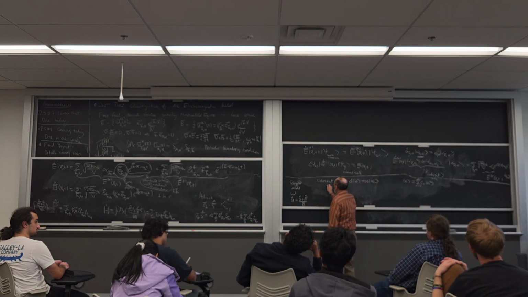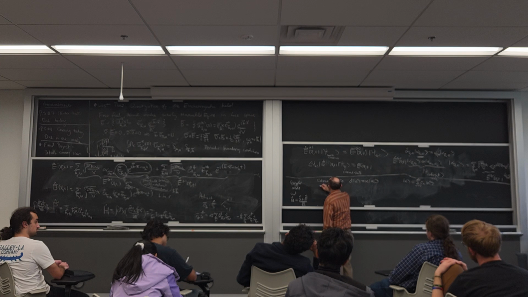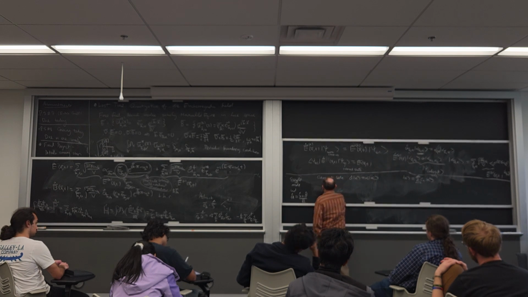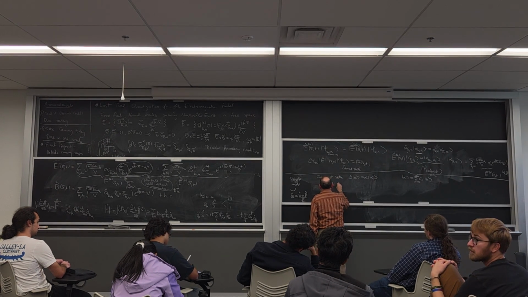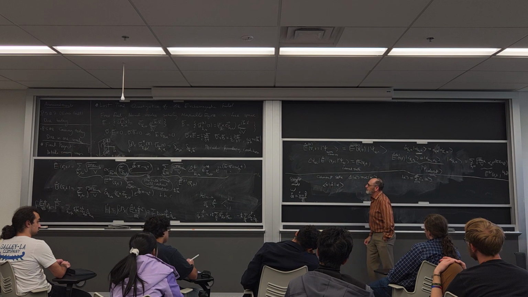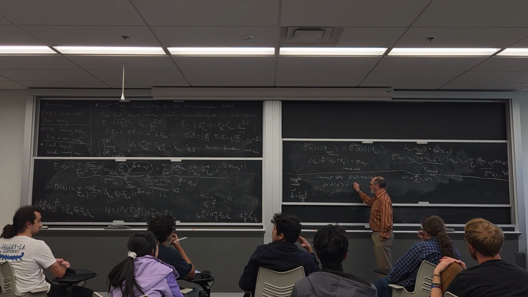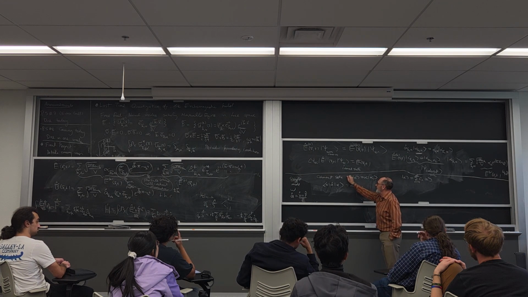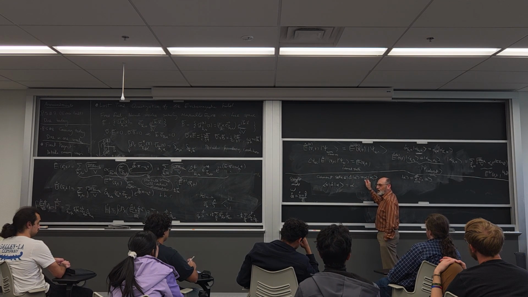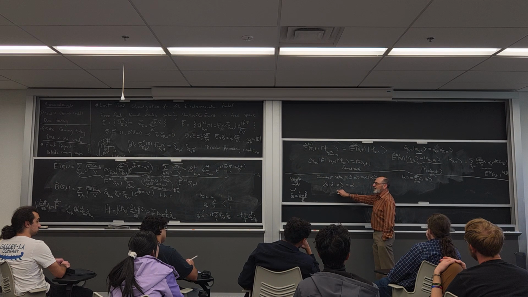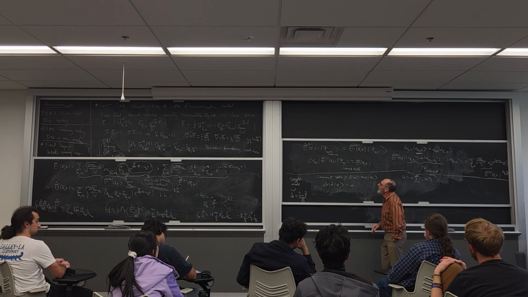First question is, what is the mean value of the annihilation operator for this state? It's alpha, right? Because if I just put this on here, that becomes 1. So the mean value is alpha.